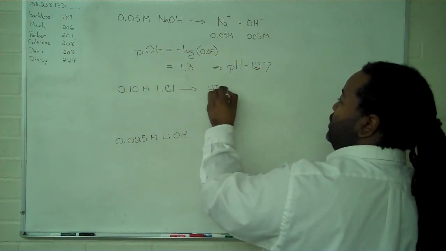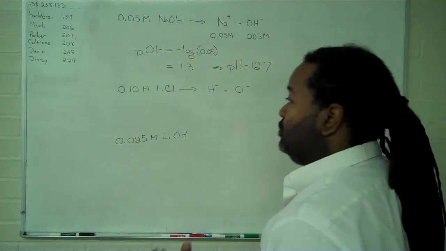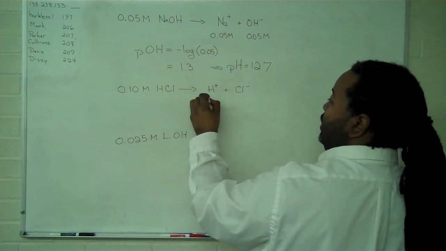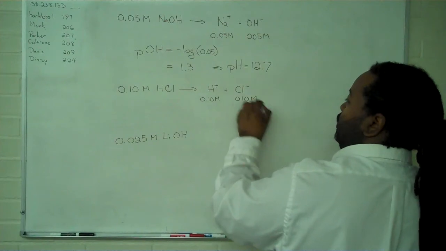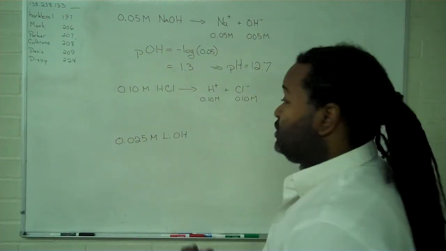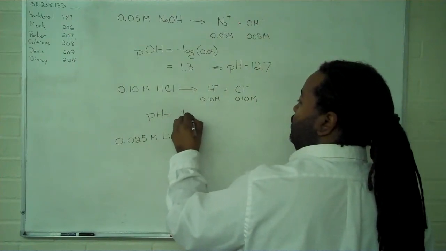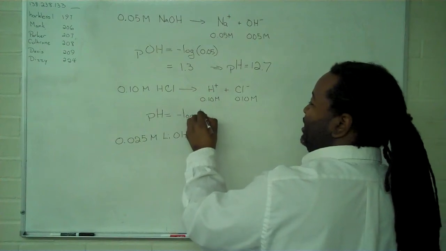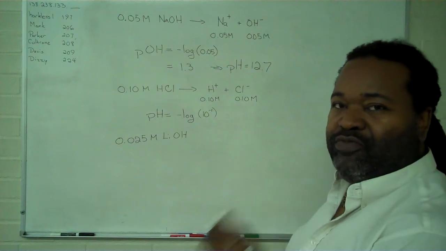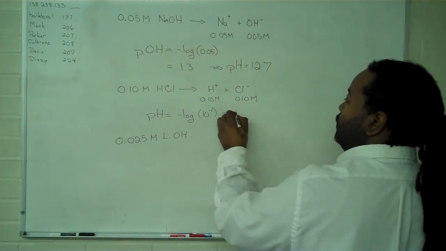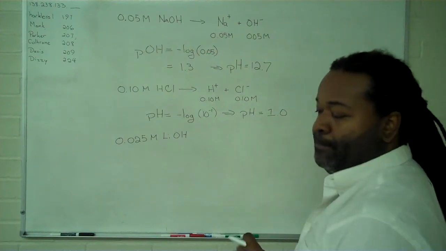That will dissociate into hydrogen ions and the chloride ion. The entire concentration will convert over, so we will have 0.1 molar in the hydrogen ion and 0.1 molar in chloride ion. In this case, we can take pH directly. So we have the negative log. 0.1 is 10 to the negative 1. So this one becomes very easy to determine. We will have a pH of 1.